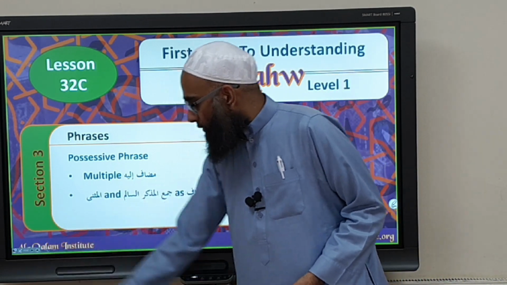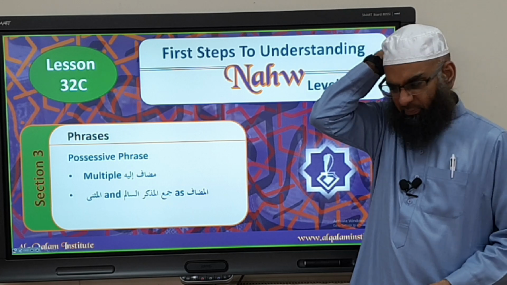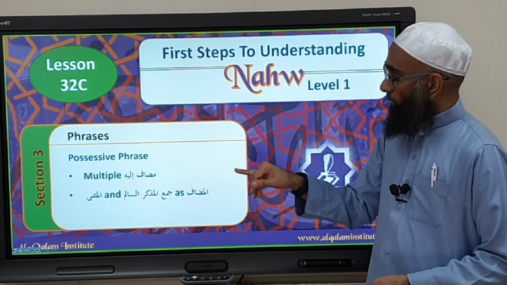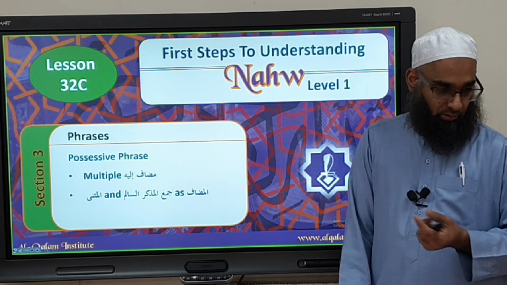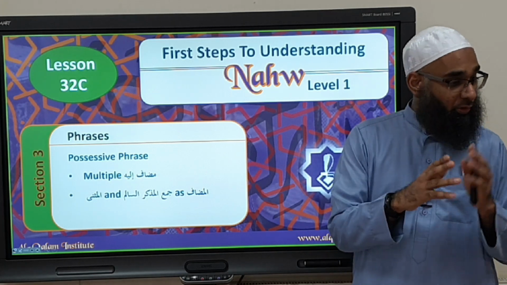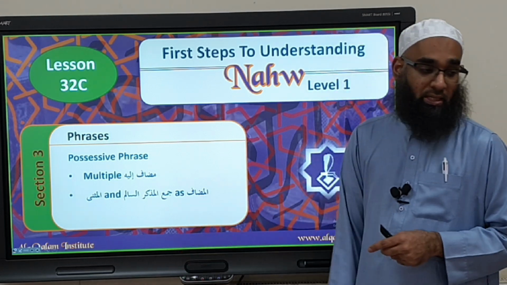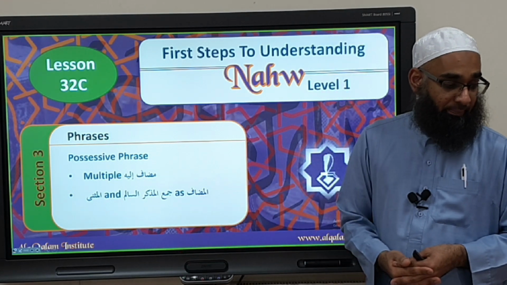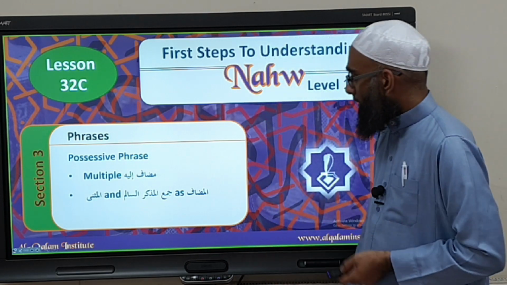So today we want to discuss a few additional rules regarding the possessive phrase. Now, two things we're going to discuss. One, we have multiple mudaf ilay, more than one mudaf ilay. And the second thing we discuss towards the end is when the muthanna and the jam' mudhakkar salim become mudaf, what happens?